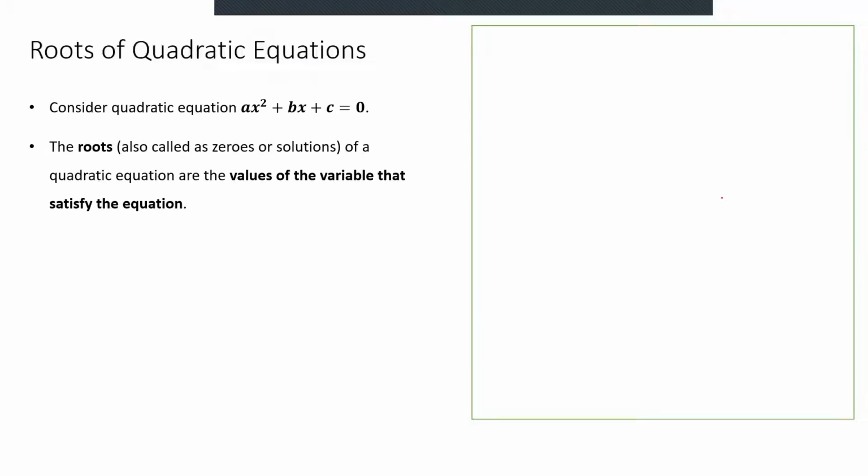So the roots of quadratic equations, these are the values of the variable that satisfy the equations. For example, x squared is equal to 0. What must be the value of x that will make this equation true? Well, that means x must be equal to 0. Any other value here will make it false, will make it incorrect. So x is equal to 0 is the root, or the zero, or solution of this quadratic equation.